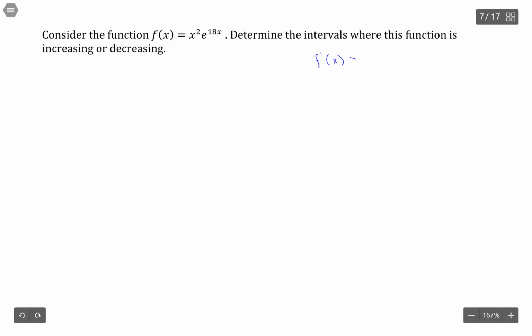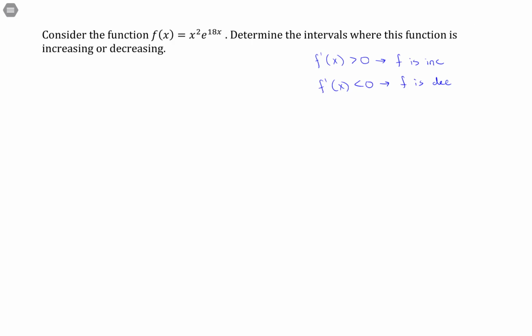Whenever the first derivative is greater than 0, that tells me that the function itself is increasing. And whenever the first derivative is less than 0, that tells me that the function is decreasing. In order to do any of these tests, I need to have the derivative, so let's begin there.